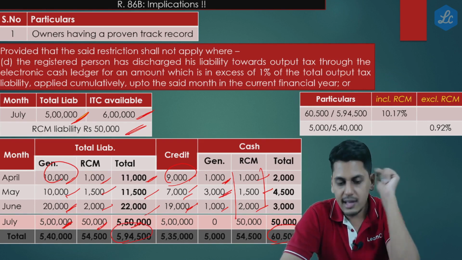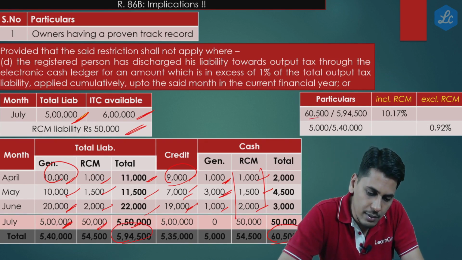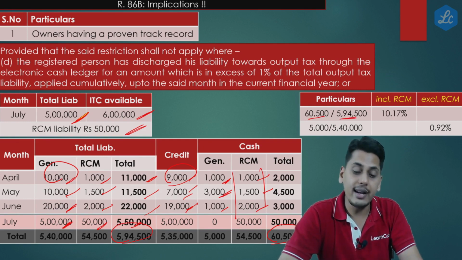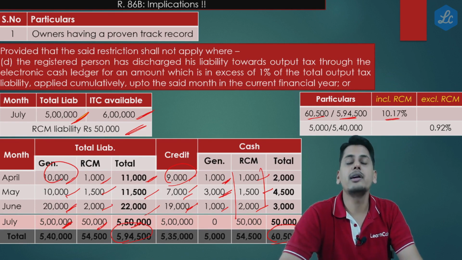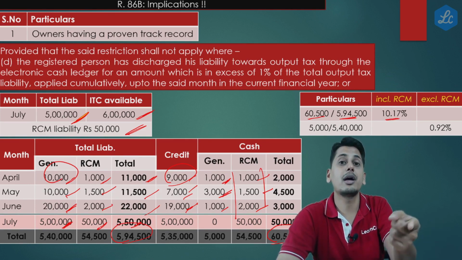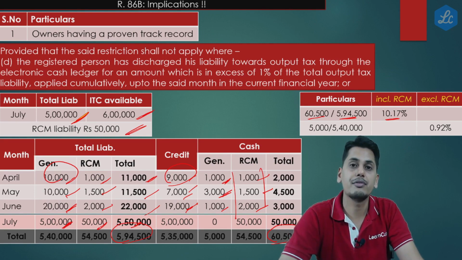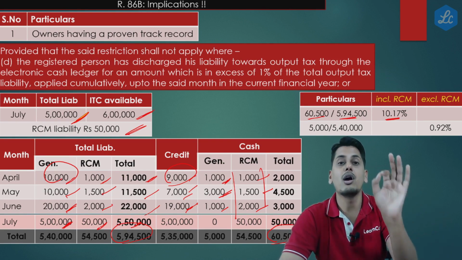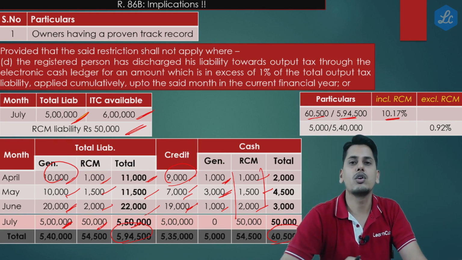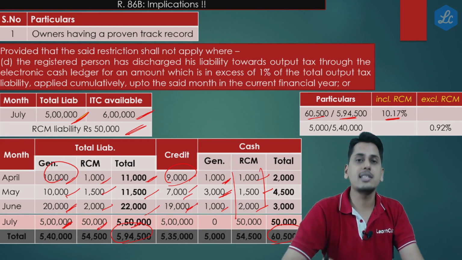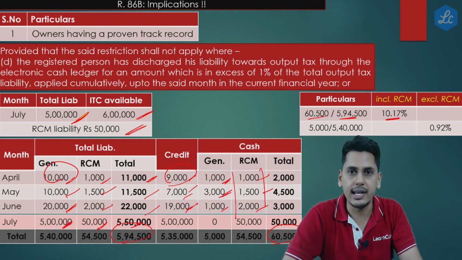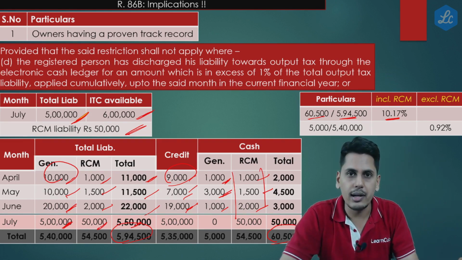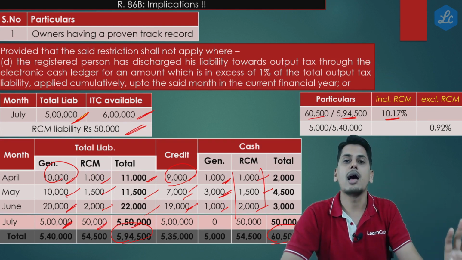594,500. If I am making this mistake, which means total liability paid through cash is 60,500 and total liability is 594,500, it gives me 10.17%, which means that if I am including RCM figures, I am getting an answer that I have already complied with Rule 86B on a cumulative basis. However, friends, as we just discussed, for the purpose of computation of 86B, neither the numerator, which means liability paid through cash ledger, nor the denominator, which means the total liability, will include RCM figures.